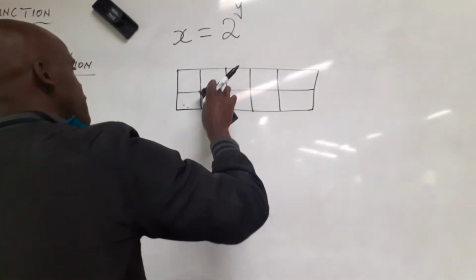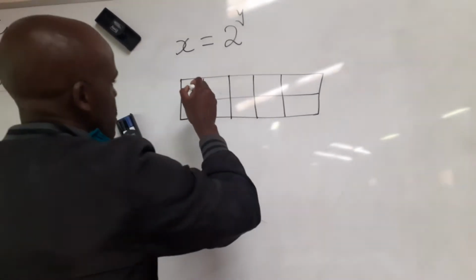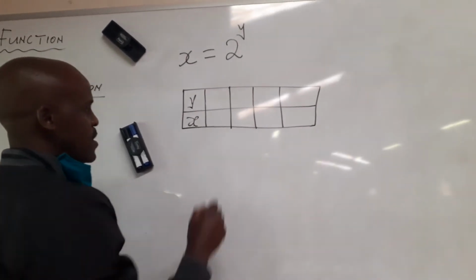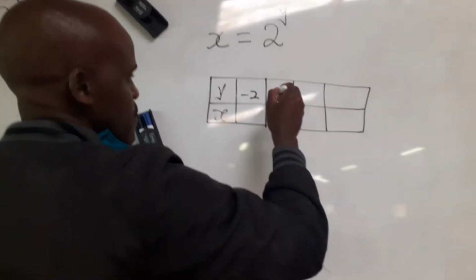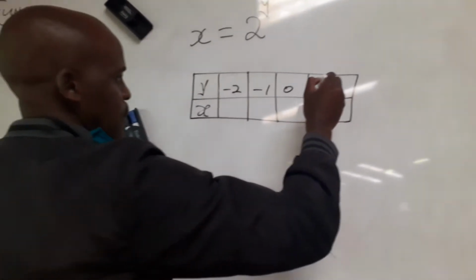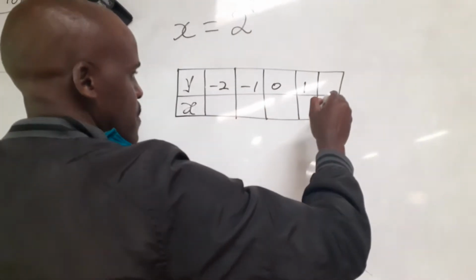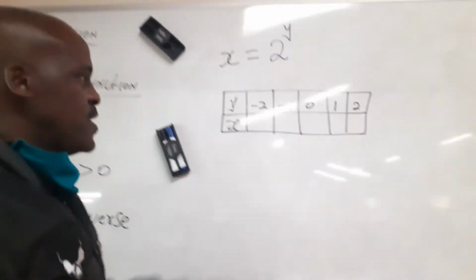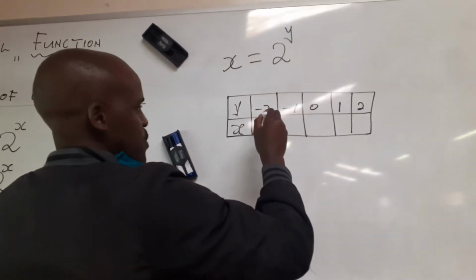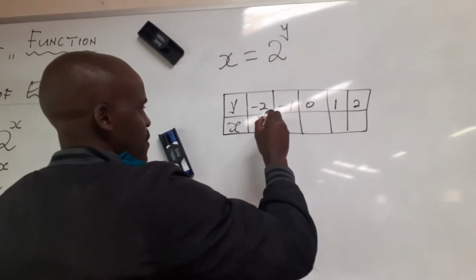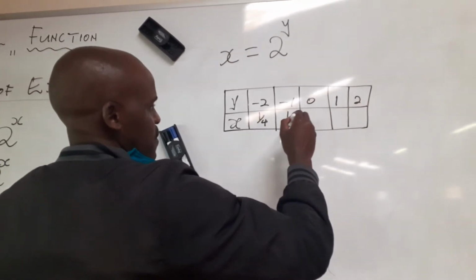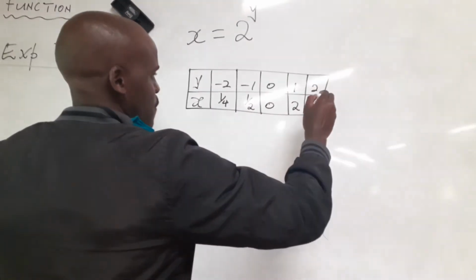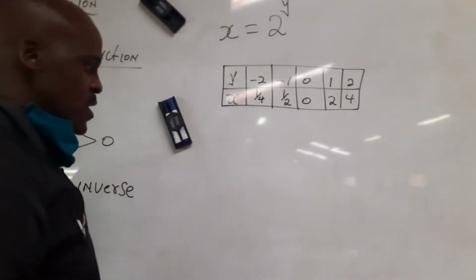We use our inverse, so we swap the points. y is 2 exponent x. That's the inverse. It's negative 2, negative 1, 0, 1, 2. So when we put negative 2 there, x will be equal to 1 over 4, 1 over 2, 0, 2, 4. Let's sketch the graph.